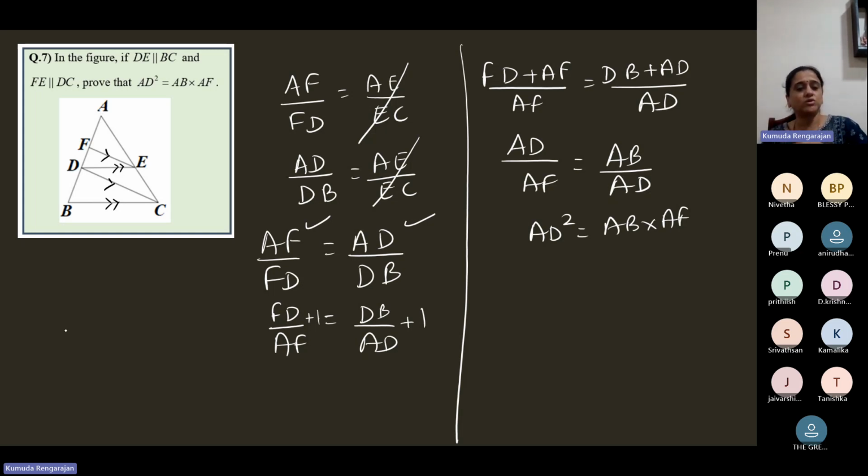If you don't get it, what you should do is take that new proportion which you get after comparing, and compare that proportion with the result you want. You should identify which line segments you don't want, put them in the numerator, put what you want in the denominator, and add 1 to both sides. You will get it.